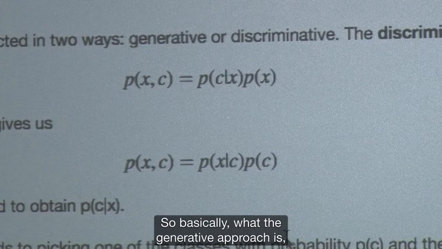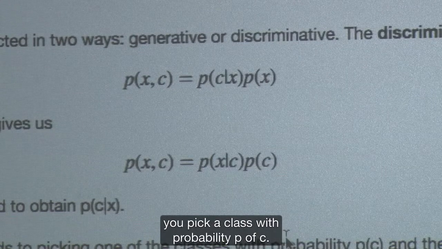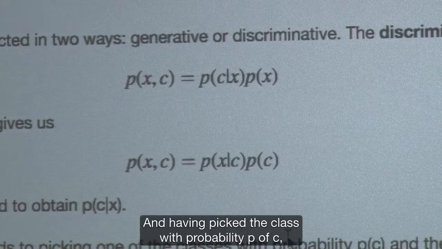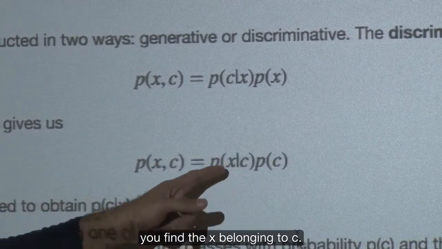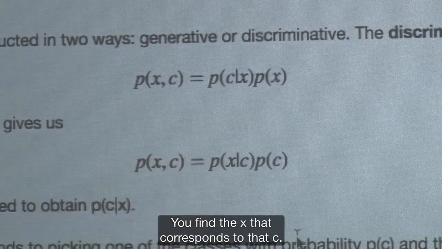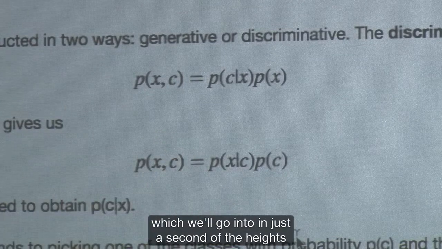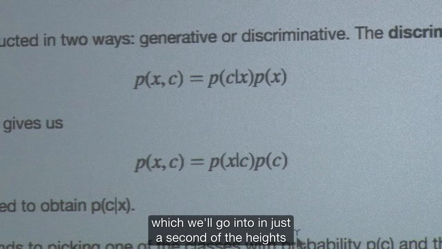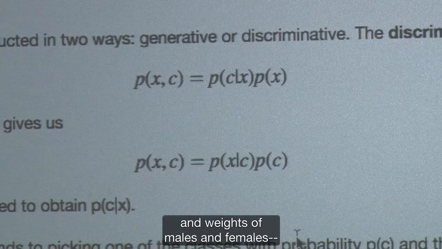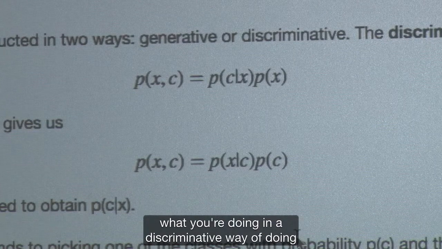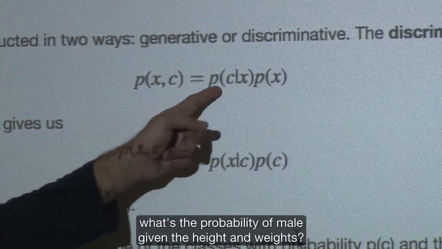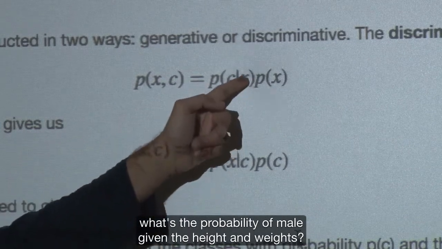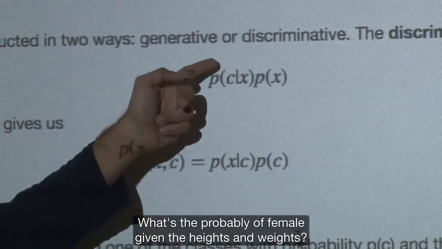So basically, what the generative approach is like, you pick a class with probability P(C), and having picked the class with probability P(C), you find the x belonging to C. You find the x that corresponds to that C. So for example, in our usual example, which we'll go into in just a second, of the heights and weights of males and females, in the discriminative way of doing it, you're basically directly saying what's the probability of male given the height and weight, what's the probability of female given the height and weight.